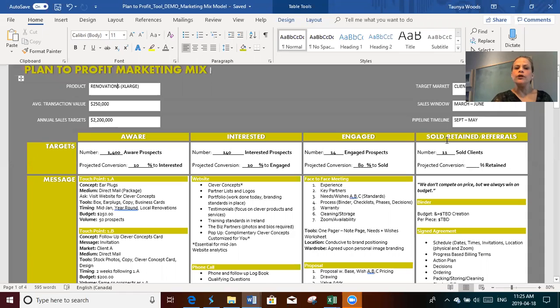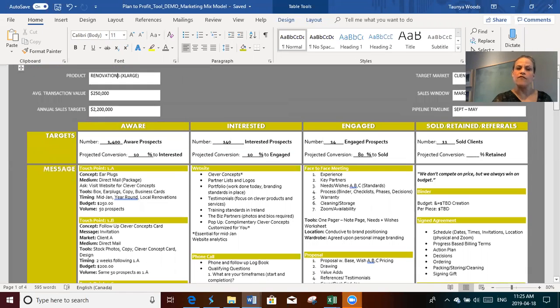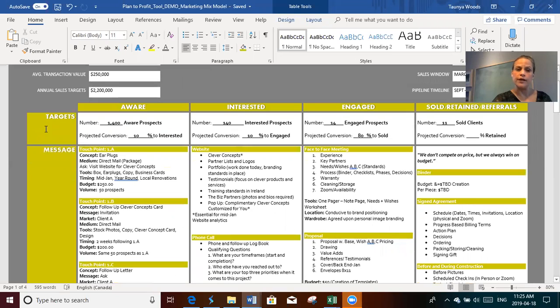So under each one of these, you will see as we start going down the side here, we have our targets. So these are our sales targets, our numbers. Each one of these pillars, awareness, interested, engaged, comes with a very different message. And I'll tell you right now, one of the biggest disservices, one of the biggest gaps that I see for a lot of people, especially on social media, and I am not a social media expert and I struggle with it myself, I see this over and over again.